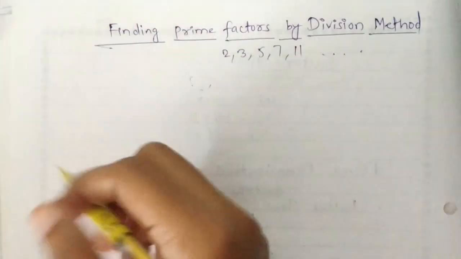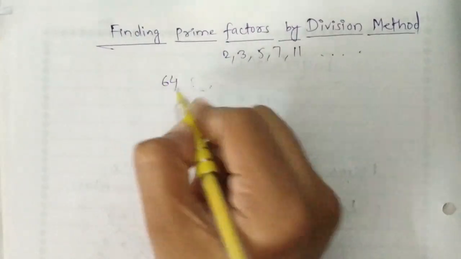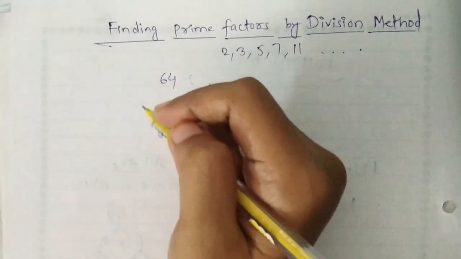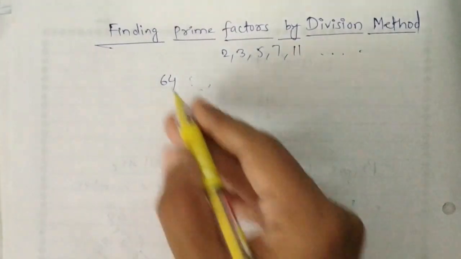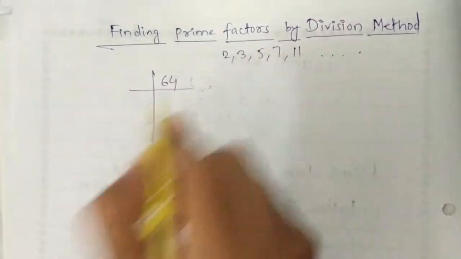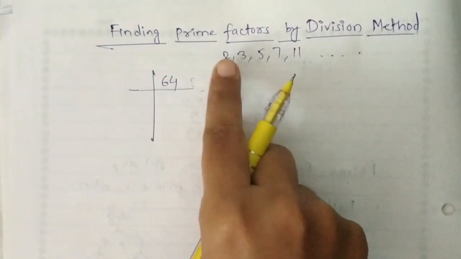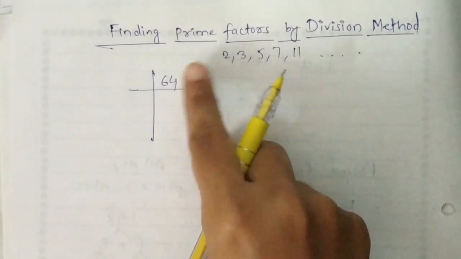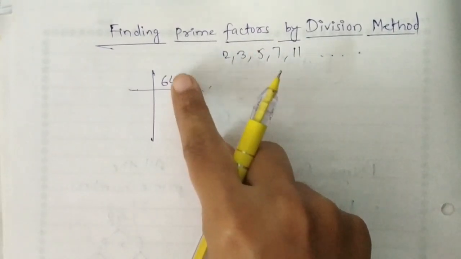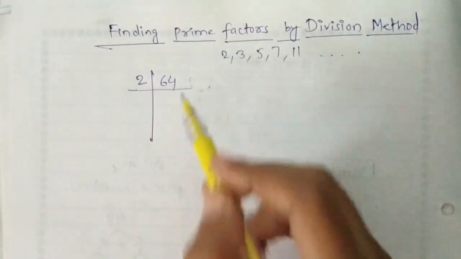For example, suppose we have the number 64. I want to find its prime factors by the division method. So what I have to do first, I have to write down 64 here, and first I will choose this 2. In ascending order, first I choose 2. It is divisible by 2 because at the unit place 4 is there. So with 2 I will divide and I'll mark it like this for a division.